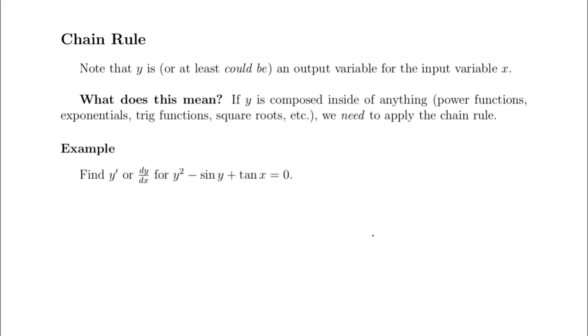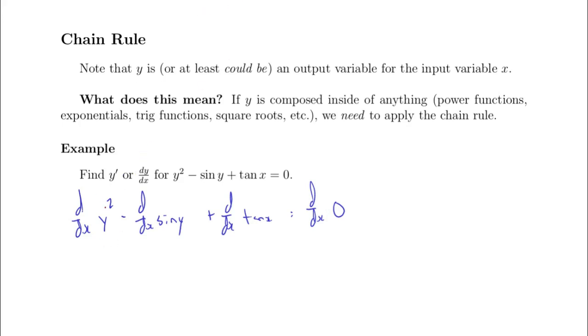All right, so here's an example. Let's go ahead and find y prime or dy over dx for this curve that we have defined by this equation. So we'll start with just writing out the derivative with regard to x of y squared minus the derivative with regard to x of sine of y plus the derivative with regard to x of tangent of x, and that's equal to the derivative with regard to x of 0. I'm going to apply the derivative to everything on each side.